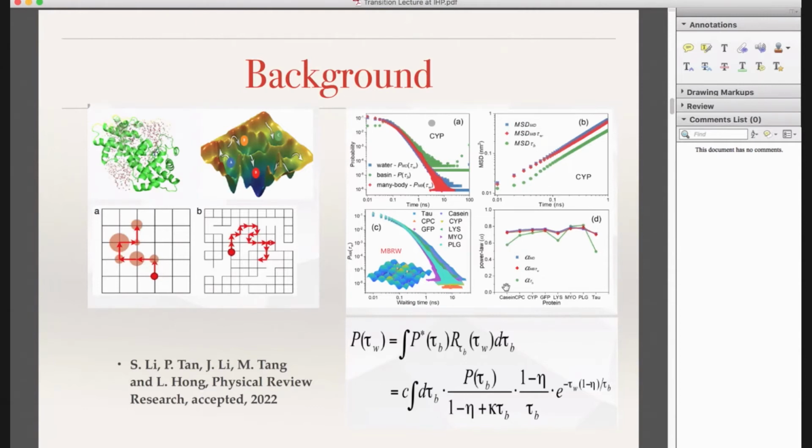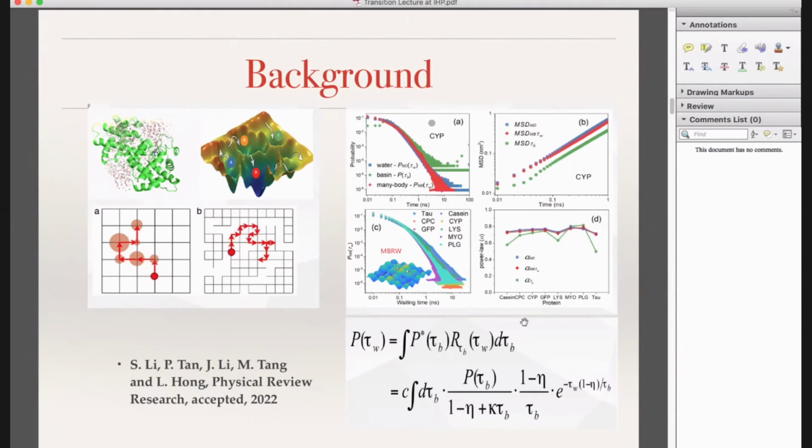For the x-axis here, we have different kinds of protein. The y-axis is the power law, the fractional power. If we look at the basin waiting time distribution, it is different; it varies, because the structures of the proteins are different. But if we look at the waiting time distribution of the water molecules, it doesn't vary much. It looks like the fractional power is quite universal.